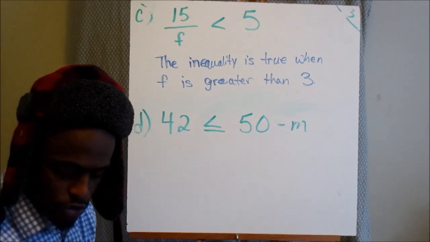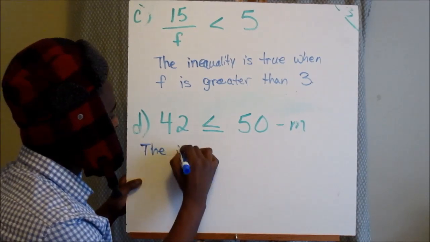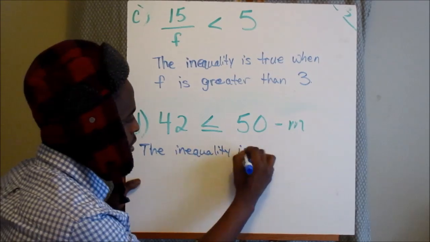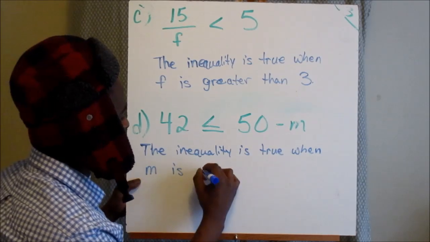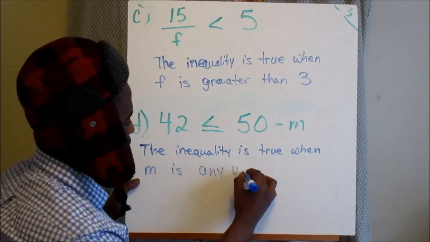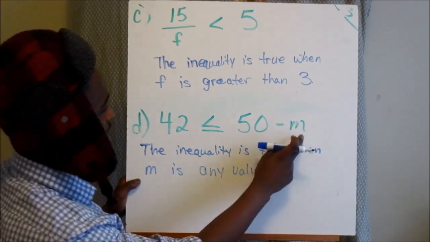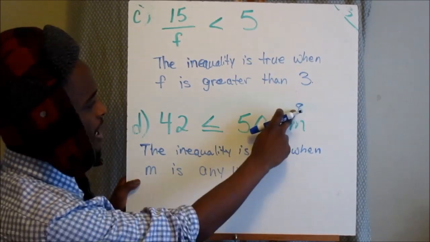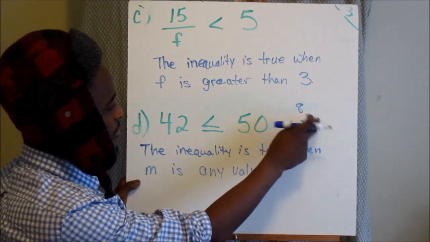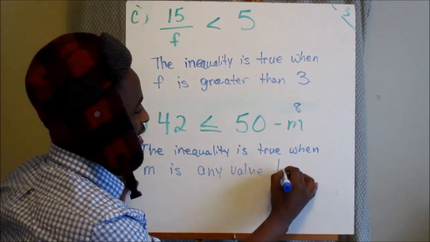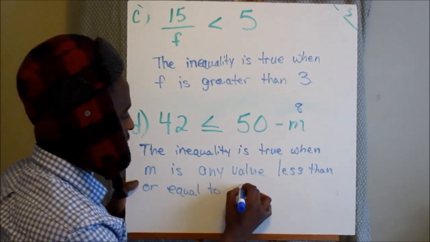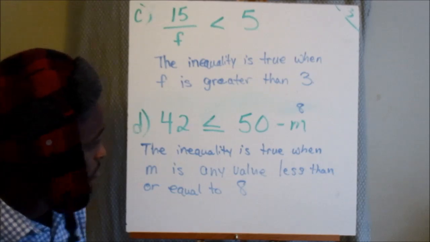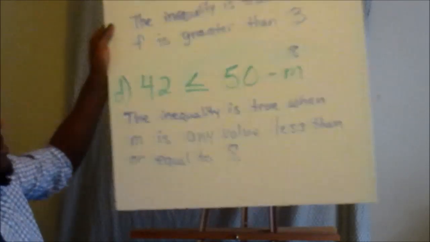Alright, looking at D, the last example. In order to make this inequality true, I need m. So the inequality is true when m is any value. And let's say to make it equal, it'll be 8, because 50 divided by 8 will equal 42. And if I want to be greater than that, I need any value less than or equal to 8. Alright, so there we're just talking about some different equations and inequalities and looking at the difference.